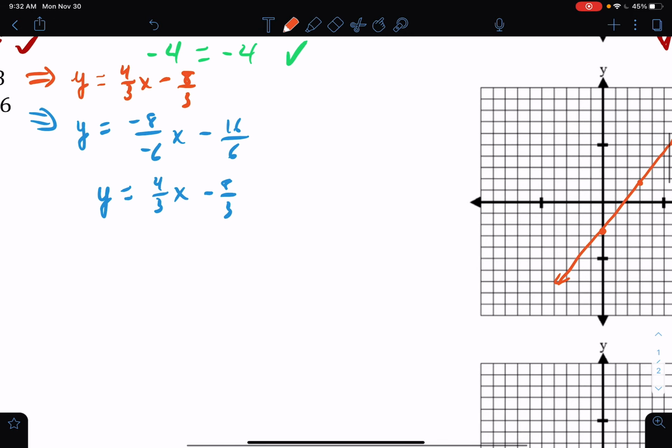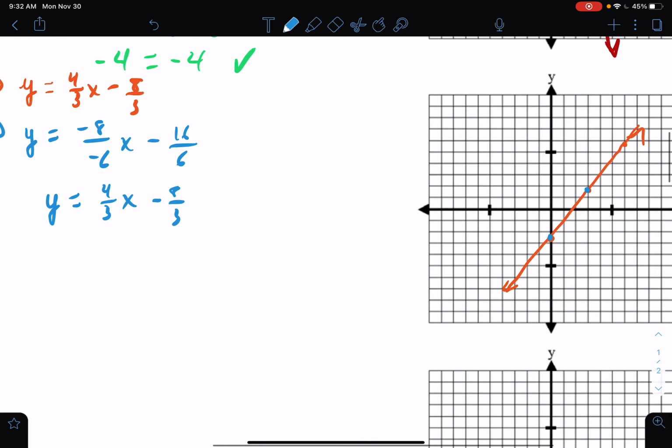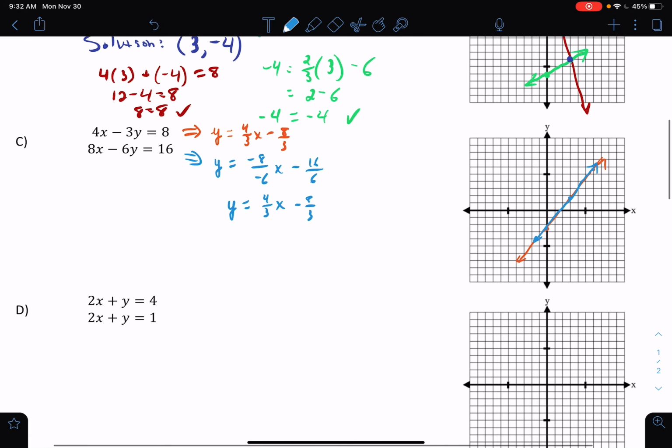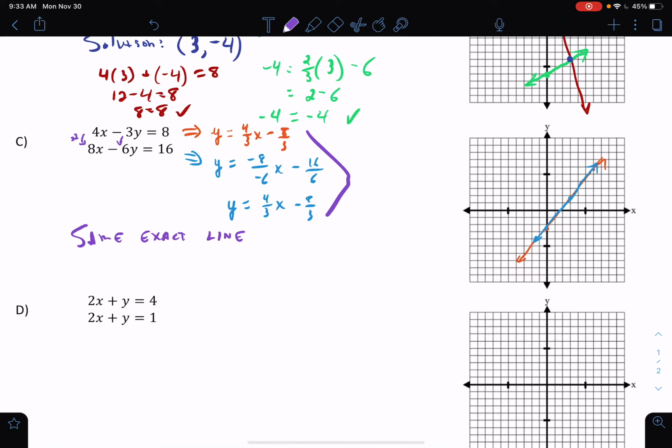But notice, the second equation is the same exact thing. Y equals 4/3 x minus 8/3. So I'm going to start here, go up 4 to the right 3, up 4 to the right 3. Notice it's the same exact line. All I would have to do, if you notice back when they're in standard form, if I just multiply the top equation by 2, I get the bottom equation. They're the same exact line.